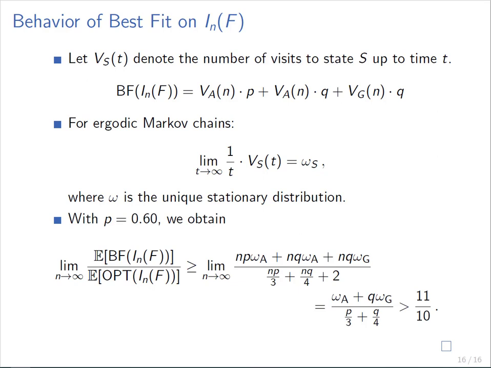Using this result and setting p, the probability of a 1/3 item, to 0.6, we can plug in all these results and obtain that this distribution gives an i.i.d. performance measure of larger than 1.1, which implies that the asymptotic random order ratio of best fit is larger than 1.1.